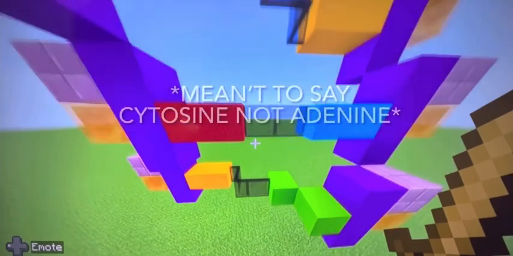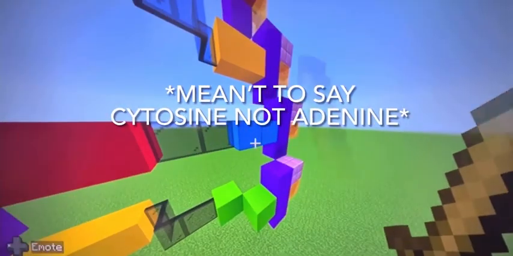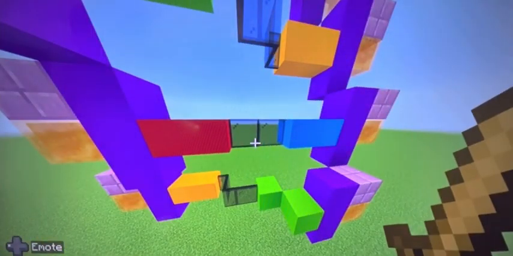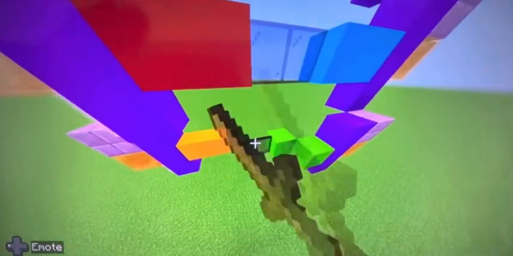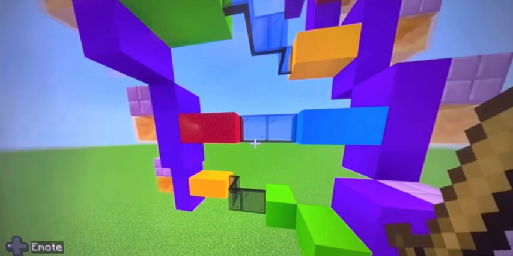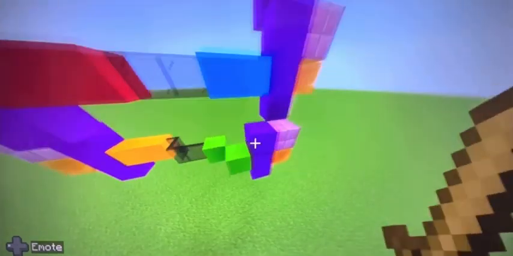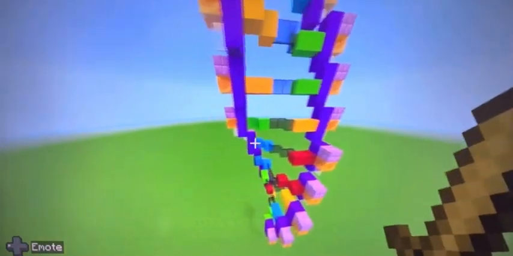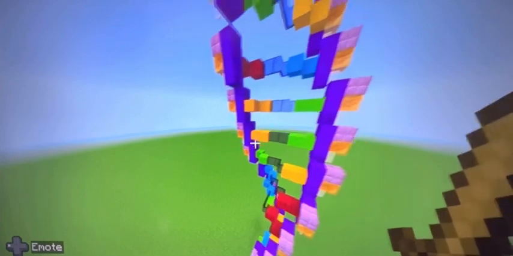Then, the red block represents cytosine, while the blue block represents guanine. And these two always pair with each other. The black glass in between these represents the hydrogen bonds they create. So pretty much, the sides are the sugar-phosphate backbone, the middle is the nitrogenous bases, and this structure is all held together by bonds.